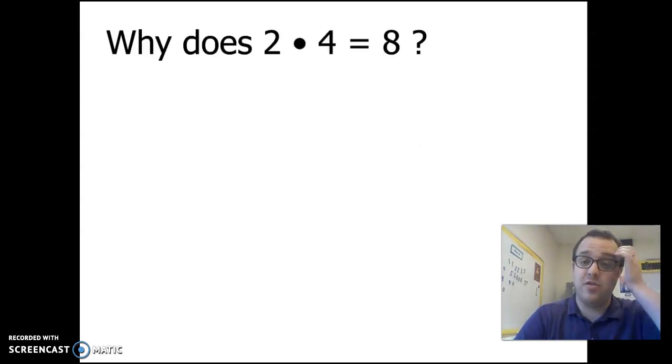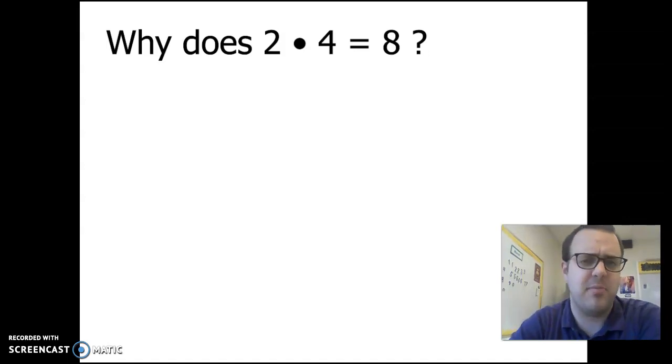So, why does 2 times 4 equal 8? Well, this is kind of a dumb question. You might be like, well, I've known that 2 times 4 equals 8 since first grade, maybe kindergarten. Why do I need to know about that? But it is really important to think about what these things actually mean, because they're going to help us when we try to do some more complicated versions of them.